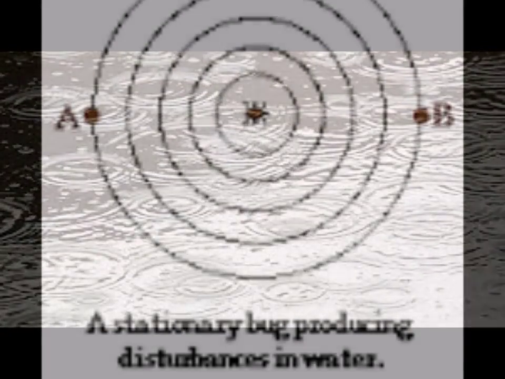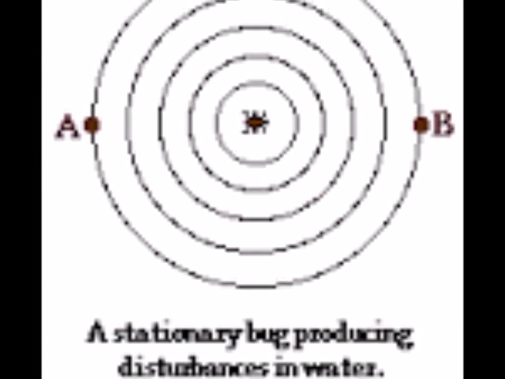An observer at point A, the left edge of the puddle, would observe the disturbances to strike the puddle's edge at the same frequency that would be observed by an observer at point B, at the right edge of the puddle.